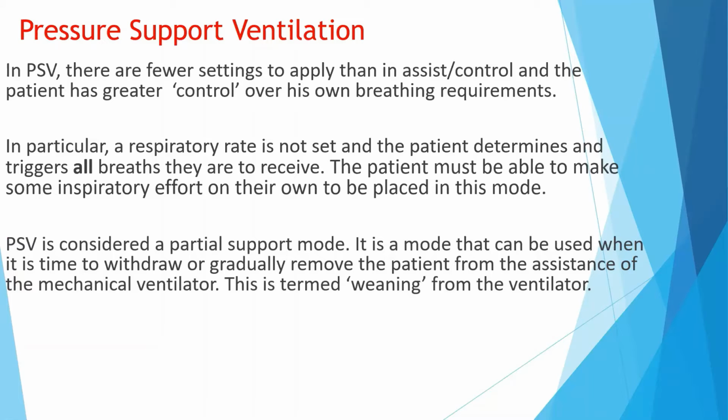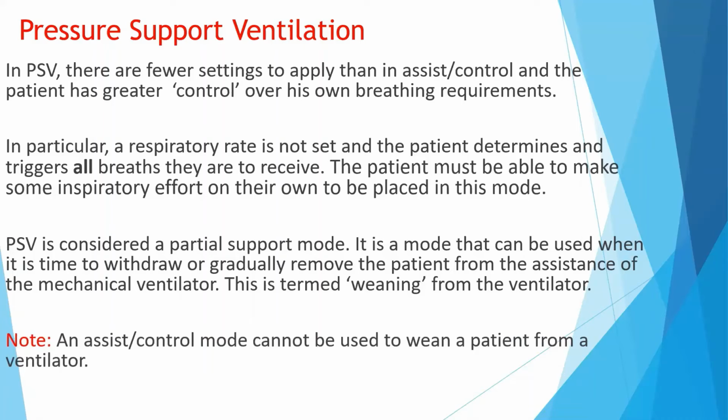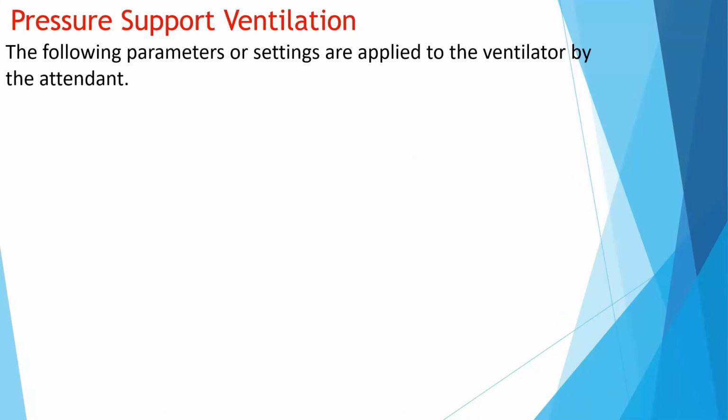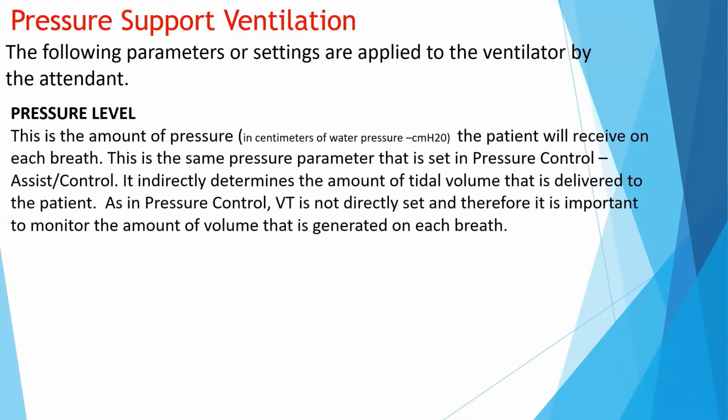PSV is considered a partial support mode. It is a mode that can be used when it is time to withdraw or gradually remove the patient from the assistance of the mechanical ventilator. This is termed weaning from the ventilator. Note, an assist control mode cannot be used to wean a patient from a ventilator. The following parameters or settings are applied to the ventilator by the attendant.